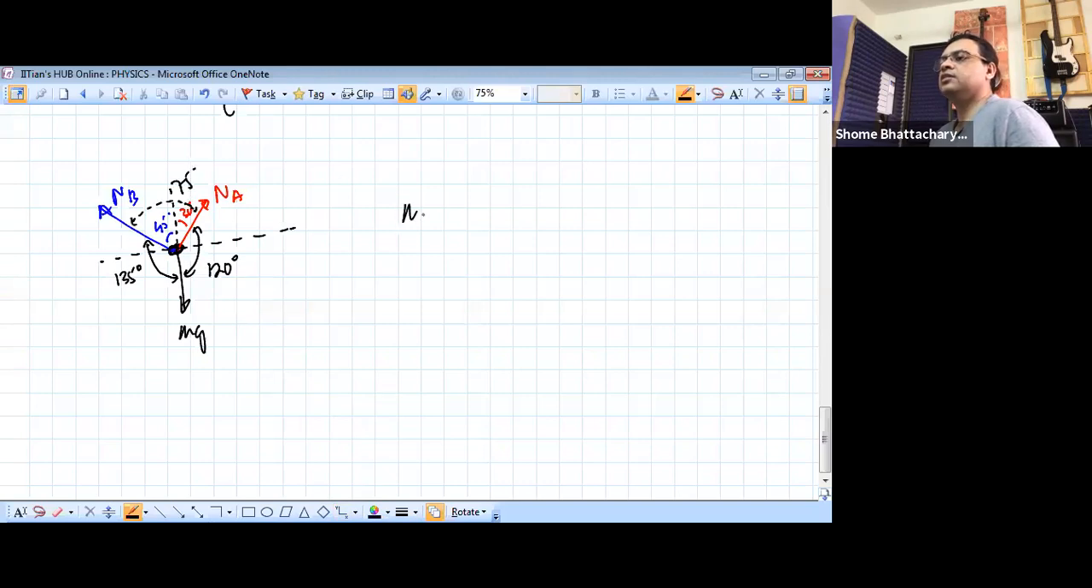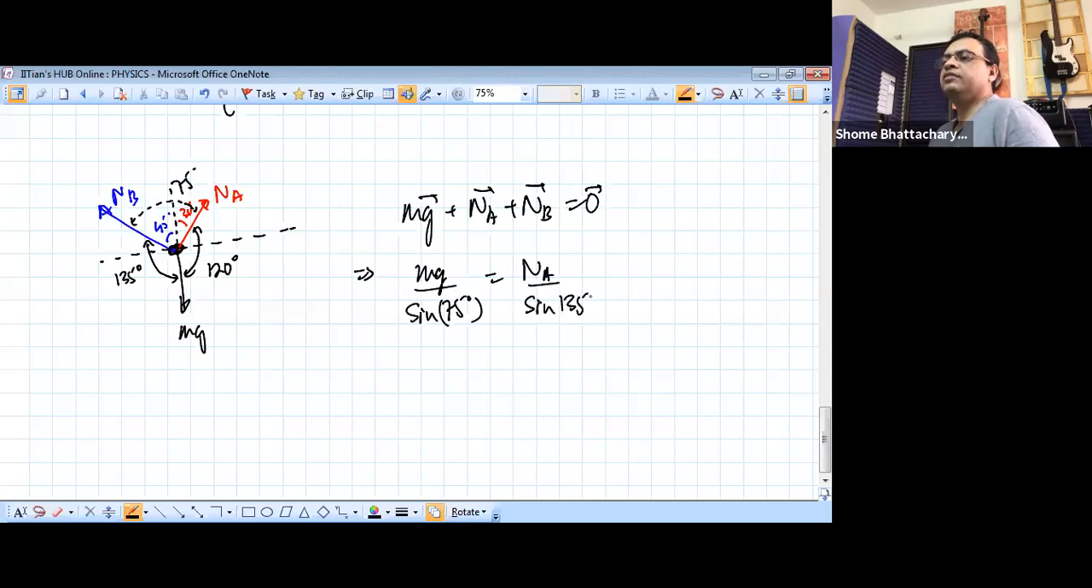I can say that the vector sum of mg plus normal reaction NA and NB together is 0, which implies from Lami's theorem that mg upon sine of 75 degrees, because the angle opposite mg is this one, 75 degrees, should be equal to NA upon sine 135 degrees, should be equal to NB upon sine 120 degrees. This is the Lami's theorem statement.